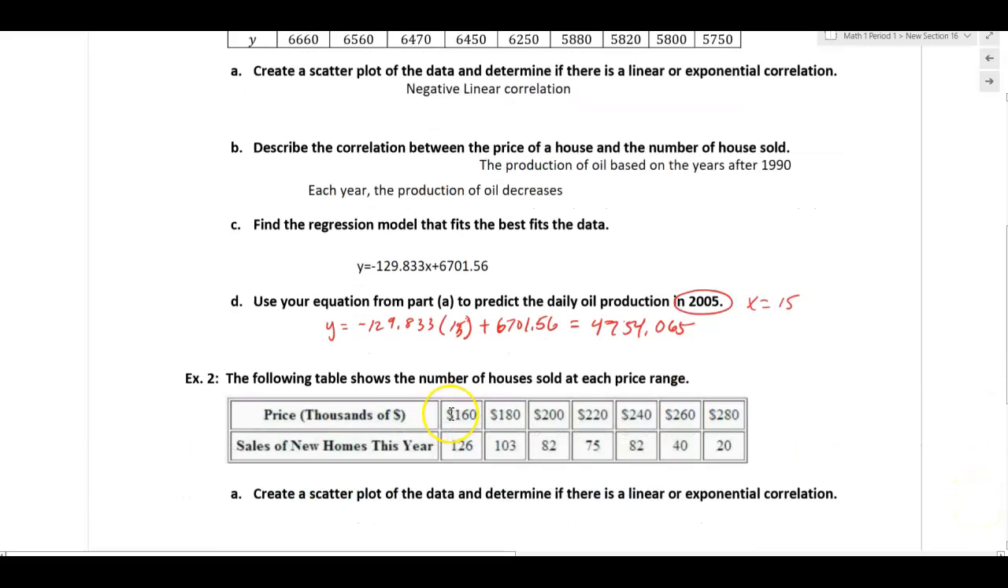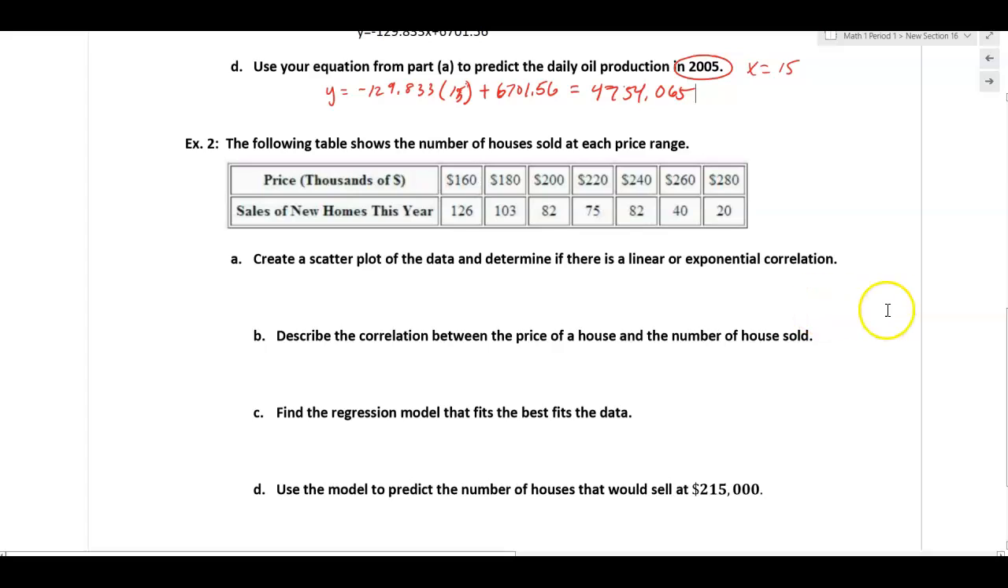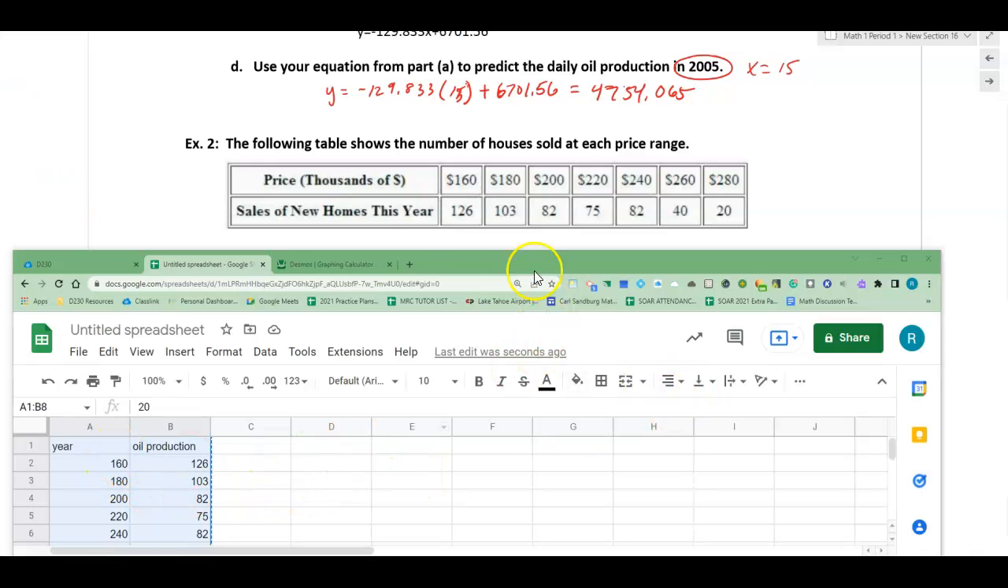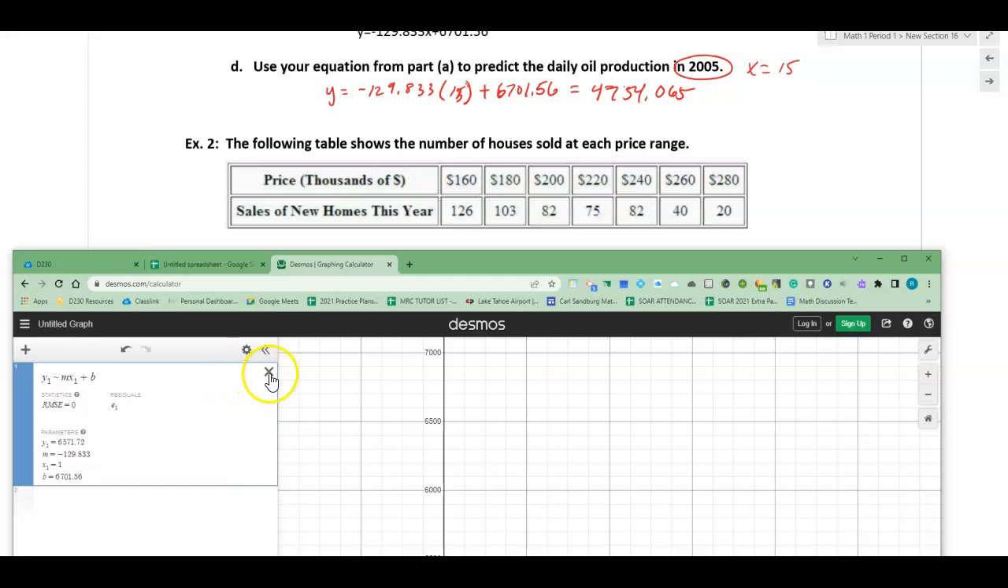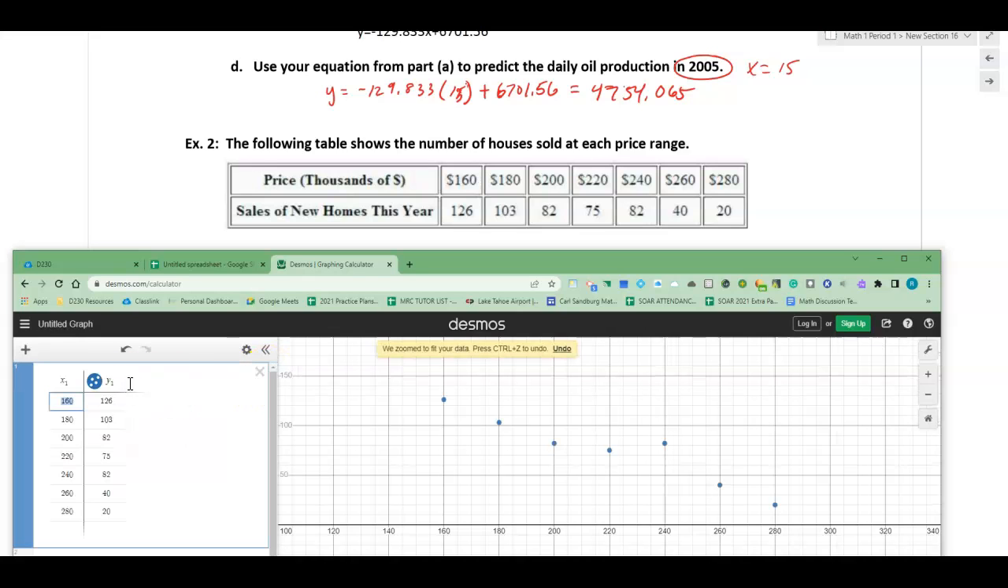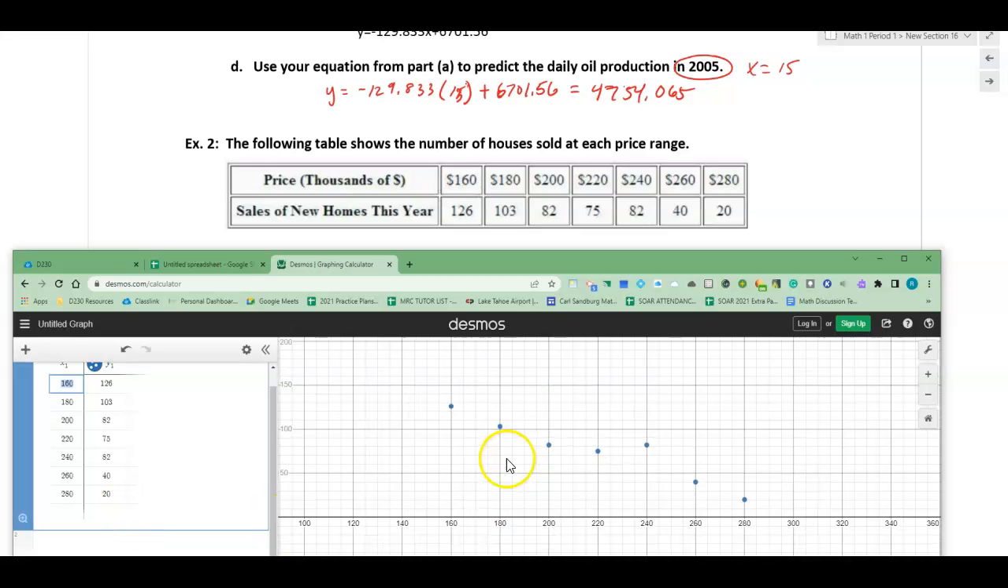Okay, now the next one says the following table shows the number of houses sold at each price range. Create a scatter plot for the data. So again, I'm going to go to Google Sheets and enter that data. As you can see, I entered this data. When you look at your X values, remember, X values are your price. The Y values are the sales of homes. So now I'm going to go to Desmos, no different than what I've done before, and paste this scatter plot in there. I notice that this is a linear regression model again, and it tends to have a negative relationship.